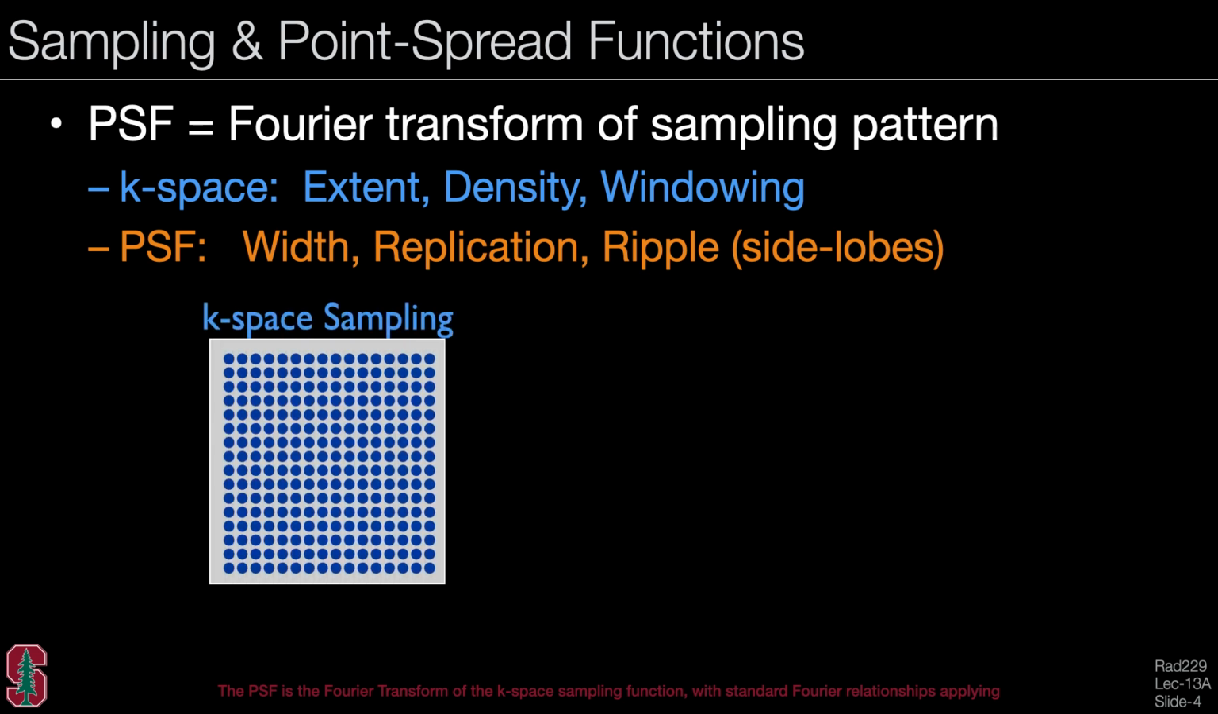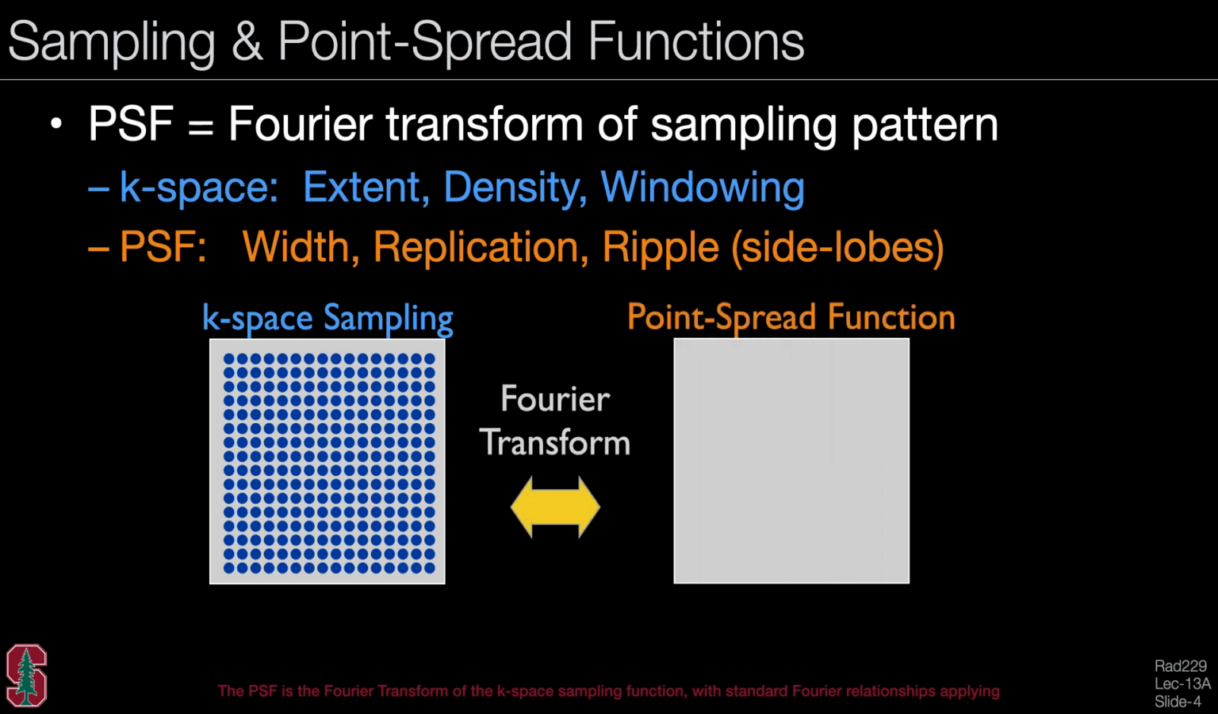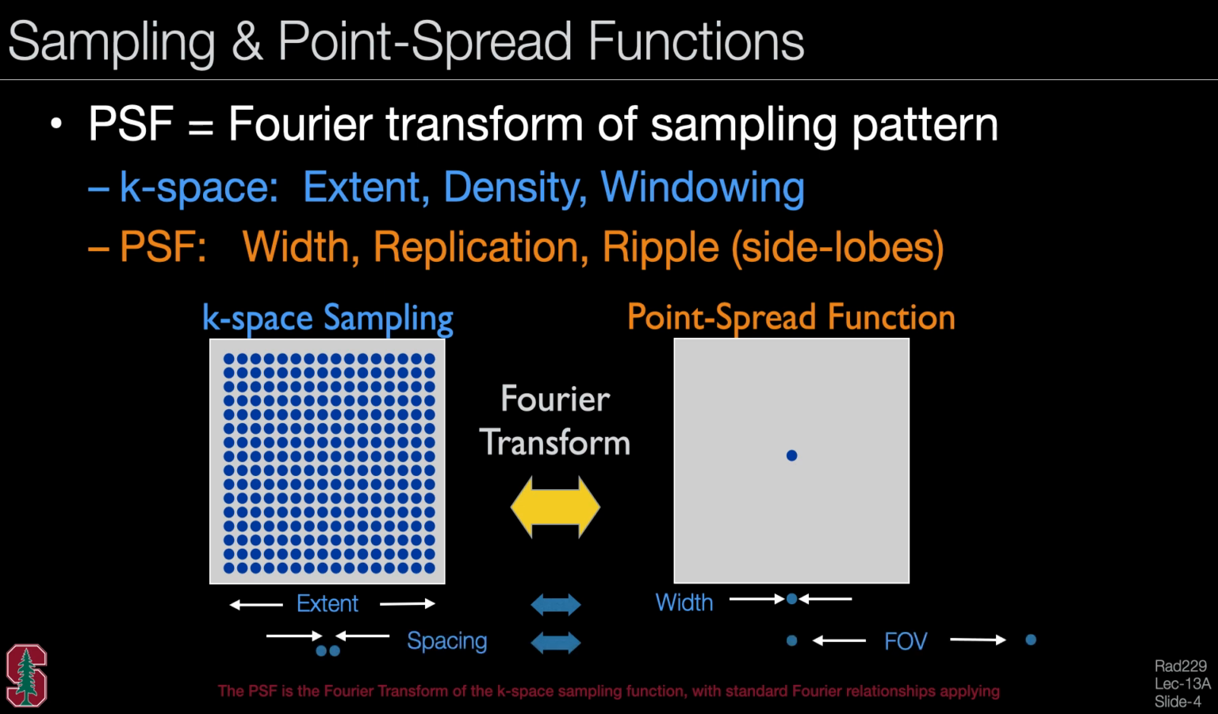So here we have k-space sampling, we take a Fourier transform, and we have the point spread function. Ideally, the point spread function would be a single point, and it has as narrow a width as possible. Of course, if we have a greater extent of k-space, we'll have a narrower width for the point spread function. The spacing in k-space will determine the field of view, and this is the distance between replicas of the point spread function.